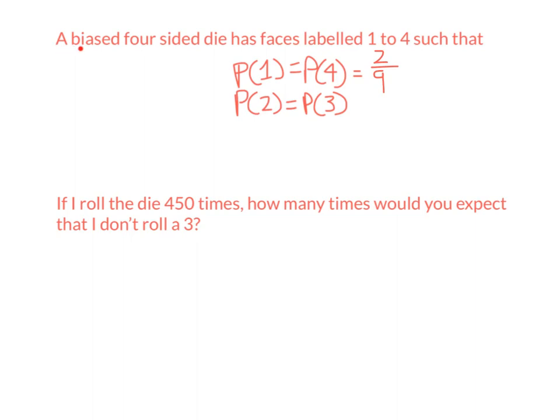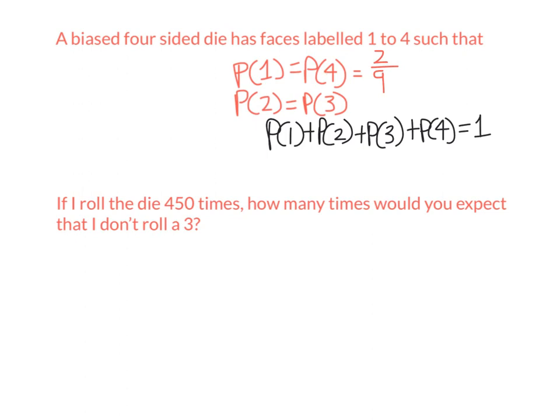So let's look at this question here. A biased four-sided die has 4 faces labelled 1 to 4. So this says the probability you roll a 1 and the probability you roll a 4 is 2 over 9. Now, what would be the probability I roll a 2 or a 3? So we know that all of these probabilities must add to 1. And the reason is 1 means certain. We are certain if we roll this die with faces labelled 1 to 4 that we will get a 1 or a 2 or a 3 or a 4.